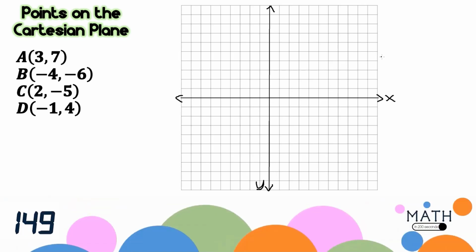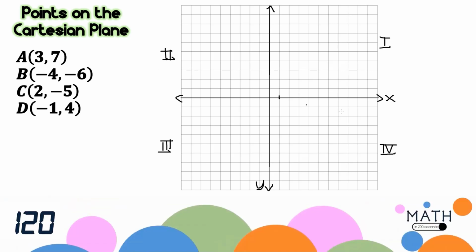Now we have 4 quadrants here. This is your first quadrant. You have your second quadrant, your third quadrant here, and finally your fourth quadrant here. Each quadrant has specifications on the signs of the x and y coordinates. Let's start with A. Let's assume that all grids here are for one step. So this is 1, 2, as well as the other portions.